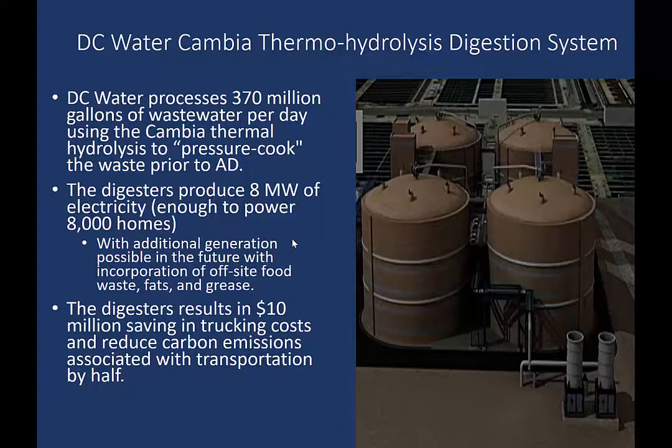It runs part of the electricity for the wastewater plant, which used to be the number one user of electricity in the whole DC area. Now they're not. They used to be. And again, the big savings was actually $10 million in trucking costs because they have half the material to truck out, at a higher economic value than they did before.